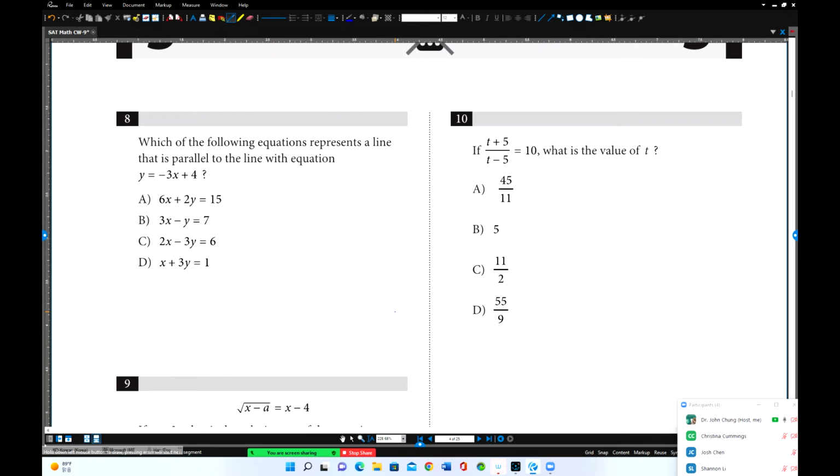Now, which of the following equations represent a line that is parallel to the line with the equation y equals negative 3x plus 4? Write down on the line of a parallel, okay? Not perpendicular. Parallel means what? Same slope. What is the definition of parallel? If you have 2 lines there, same slope with different y-intercept.